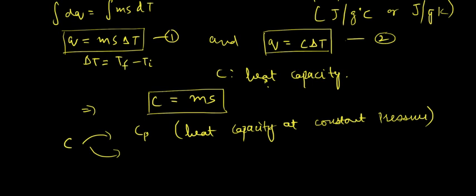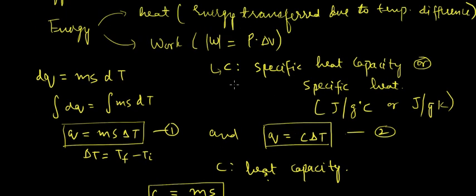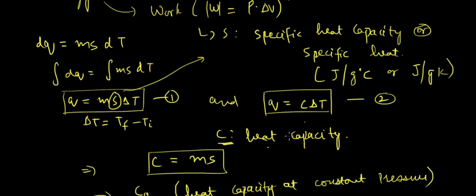Okay, I think by the way I wrote by mistake, this is not c, this is s, a constant s we are seeing, because we took s here. So this s is specific heat capacity or specific heat, and this c is rather only heat capacity. So the units of c can be joule per degree Celsius or joule per Kelvin. Okay, and heat capacity is nothing but mass multiplied with specific heat capacity.